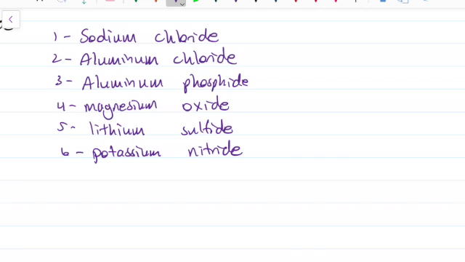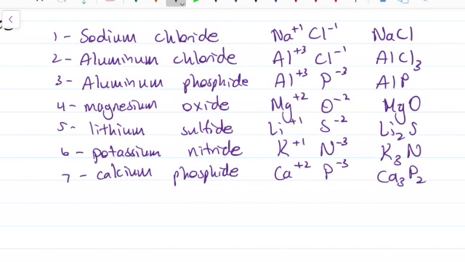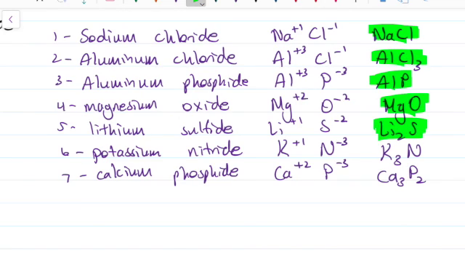I've left you with 6 to practice. Pause the video and try it on your own. And I threw in a 7th one, calcium phosphide. And here's the answers: NaCl, AlCl3, AlP, MgO, Li2S, K3N, Ca3P2.